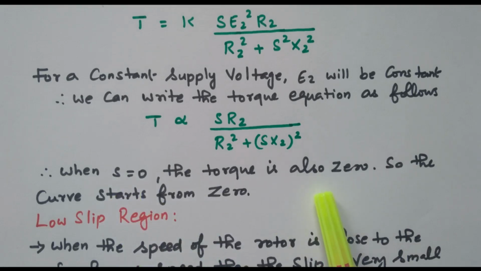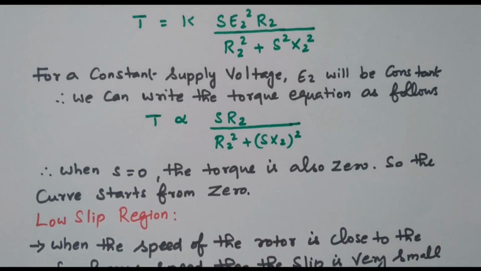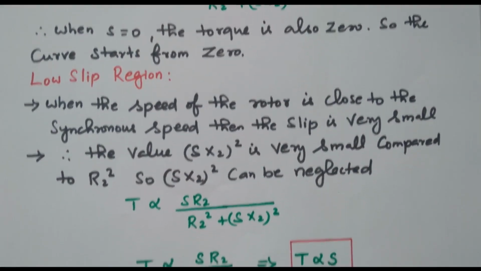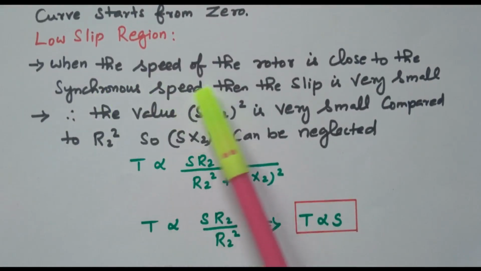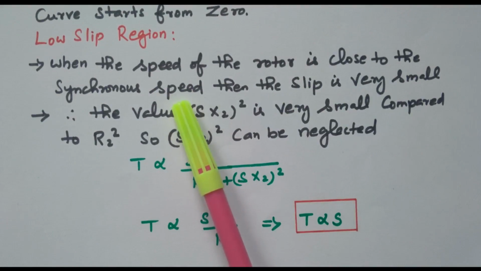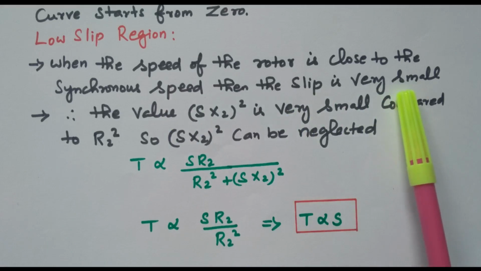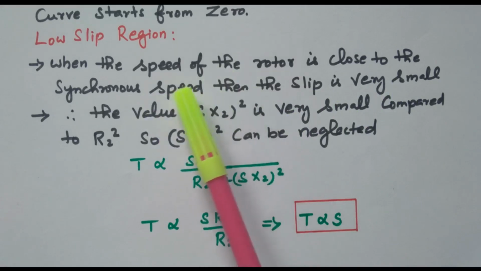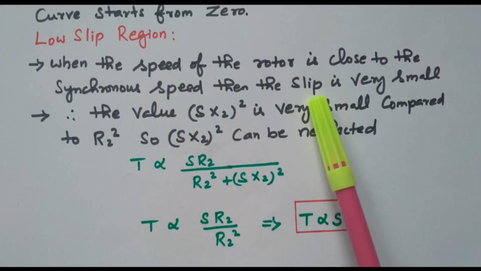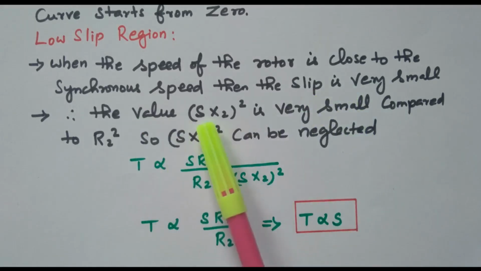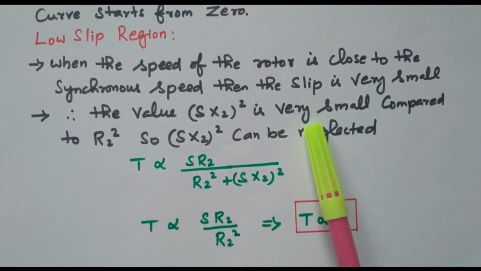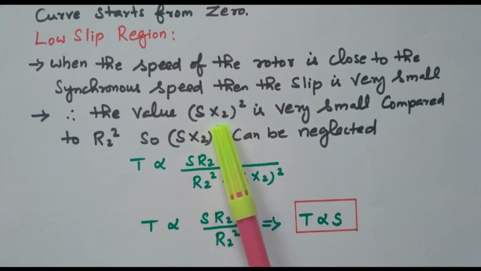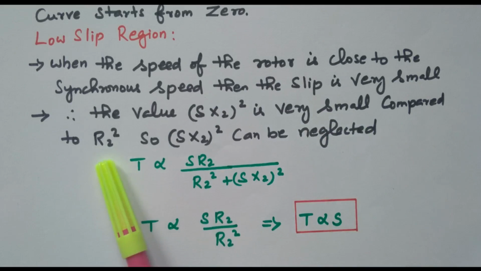Now we will go to that. There are two regions available, low slip region and high slip region. In the low slip region, the speed of the rotor is close to the synchronous speed, that is, actual speed and synchronous speed are almost nearer, meaning the slip is very small. The slip is nothing but the difference between the synchronous speed and actual speed. So S X2 square value is very small. S is already small, so S X2 will be very small compared to R2 square. So we can neglect the S X2 square.